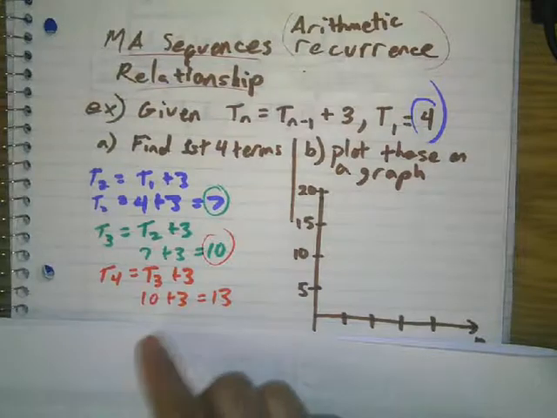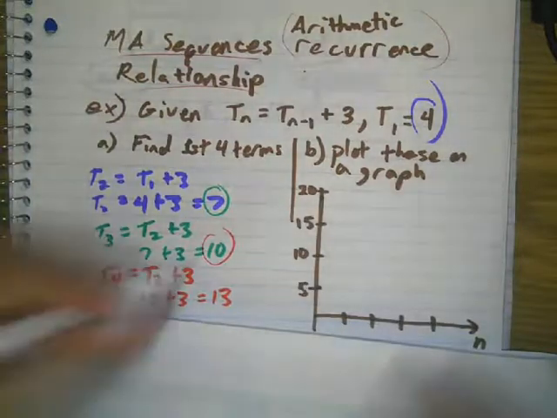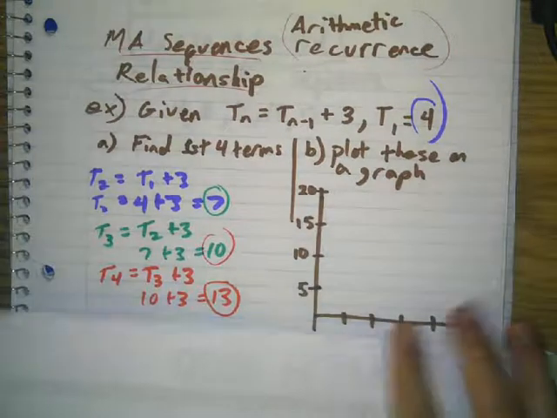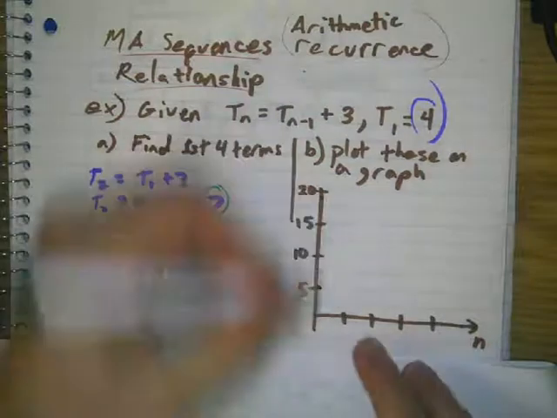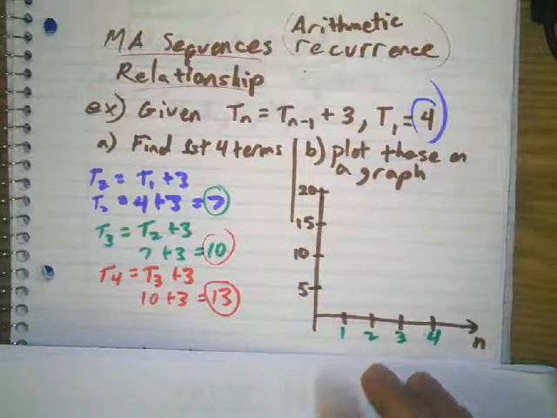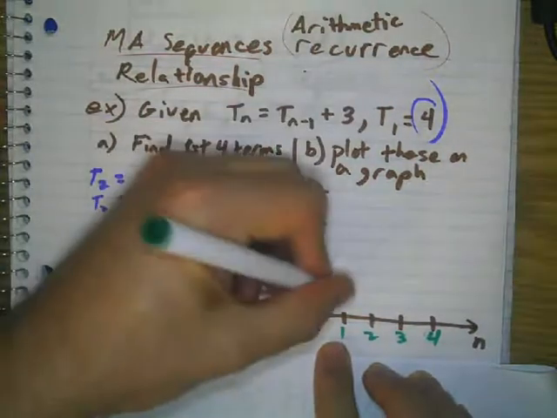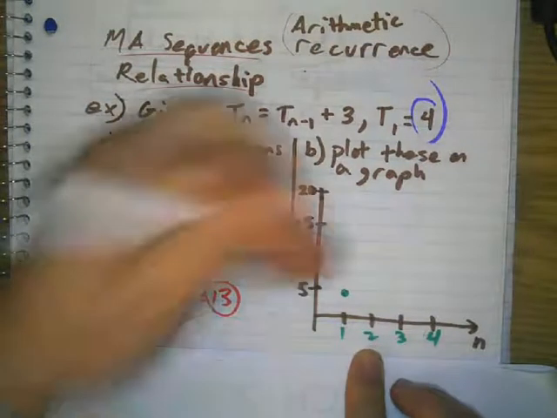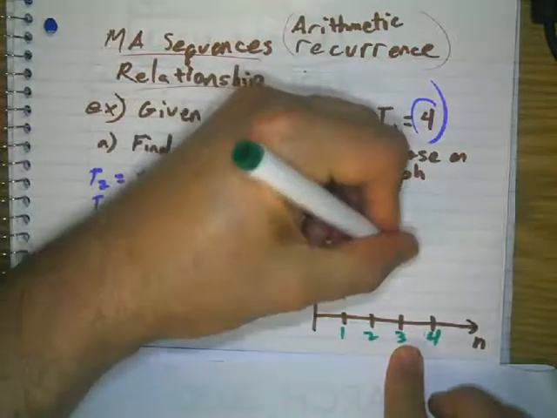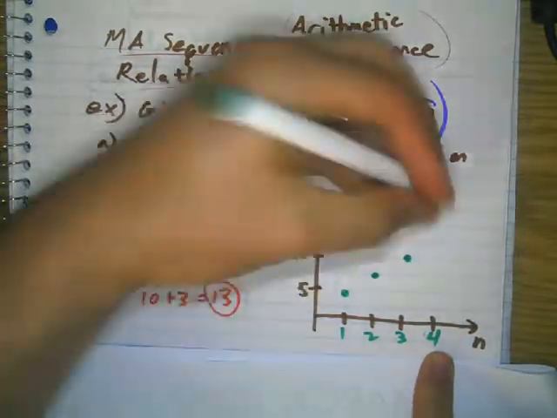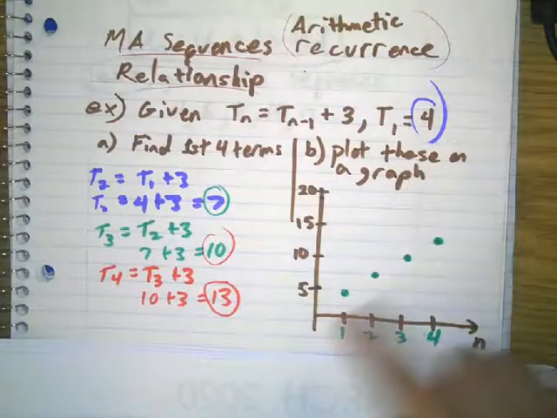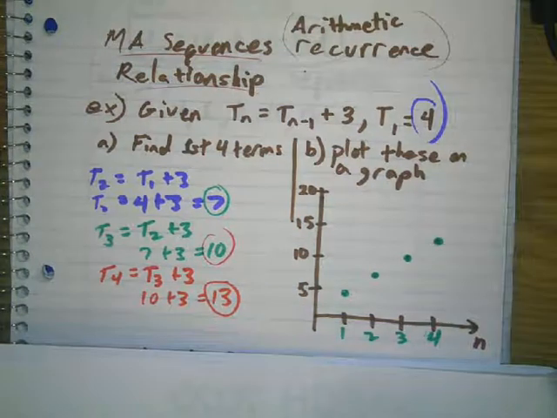All right, so we've got the first 4 terms, right? So we're going to plot 4, 7, 10, and 13. When n is 1, 2, 3, 4, the first term is 4, so it's about there. The second term is 7, which is about there. The third term is 10, which is about there. The fourth term is 13, which is about there. It makes a straight line when we've got an arithmetic recurrence, doesn't it?